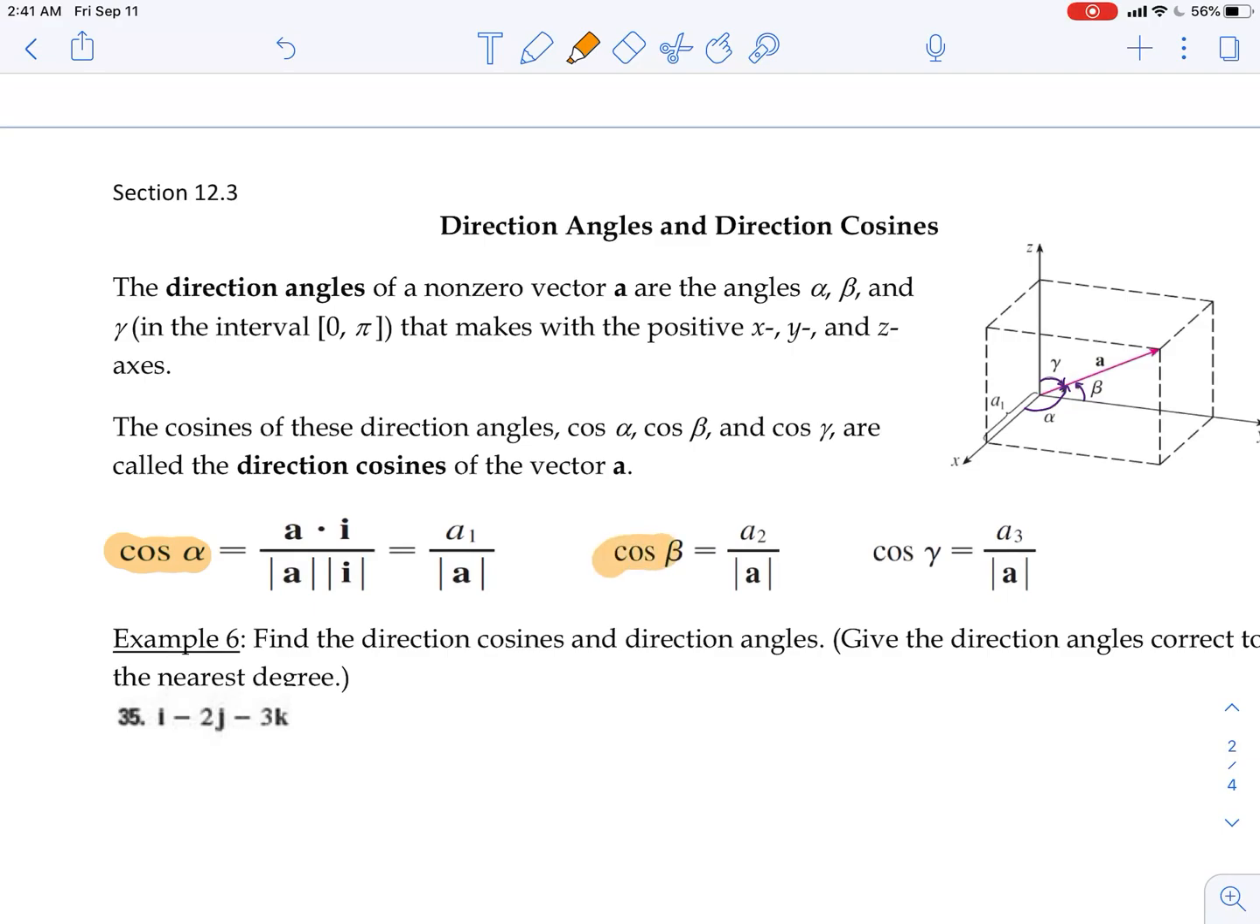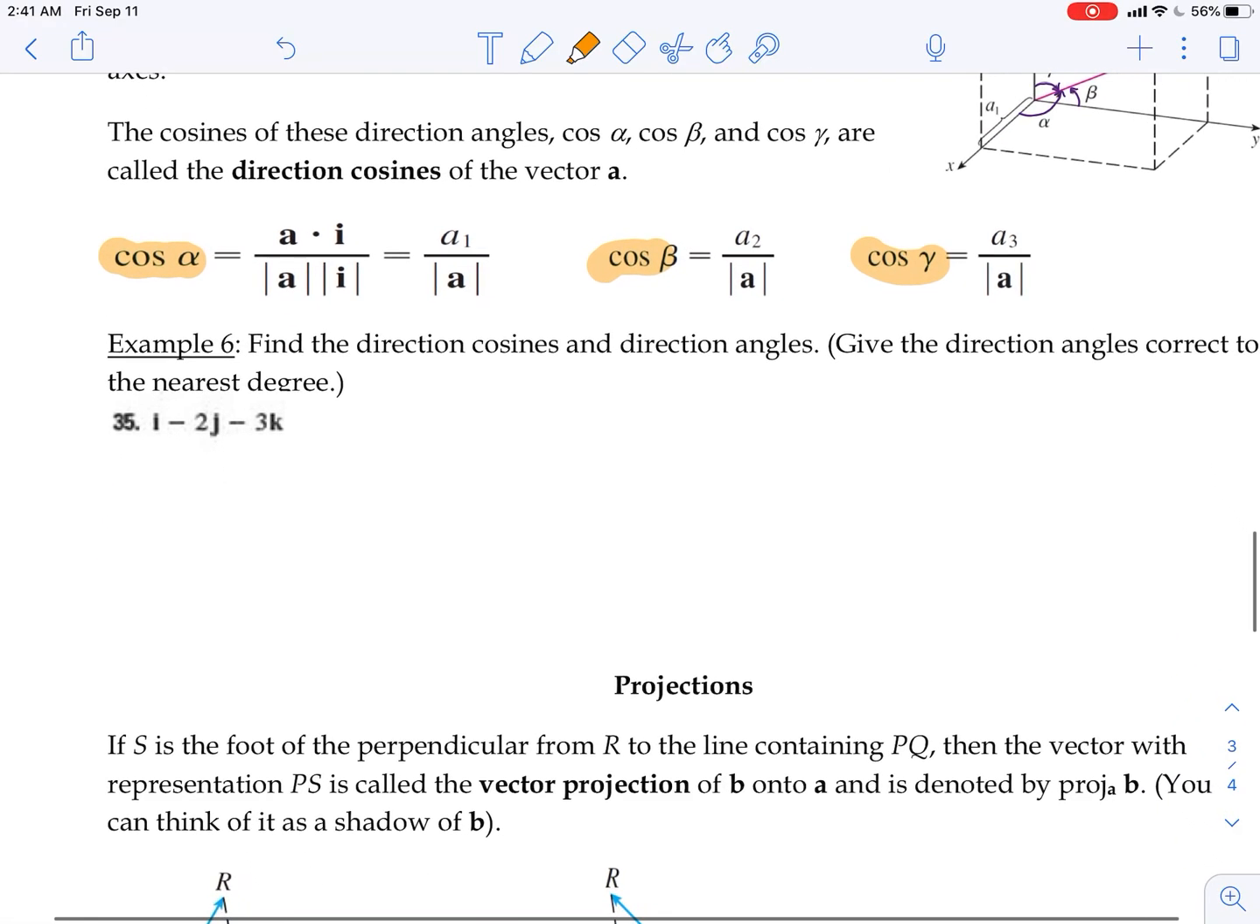For cosine beta, we're going to take the second component, which corresponds to the y component, and divide that by the distance of our vector. And the same thing for cosine gamma: we take the z component and divide that by the magnitude of our vector A. That's how we're going to be able to determine our actual direction angles. And in order to find the direction angles, we're just taking the inverse cosine of everything.